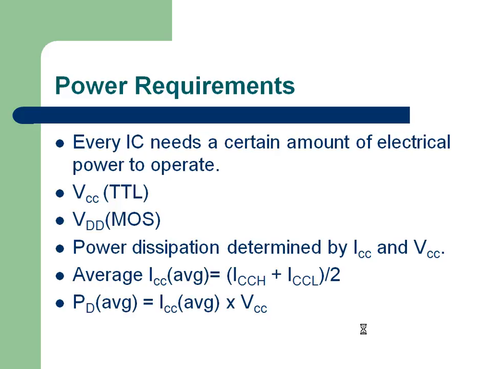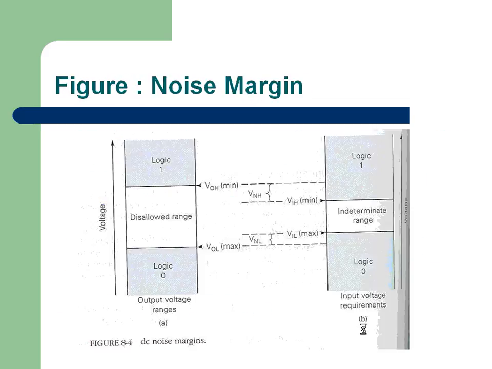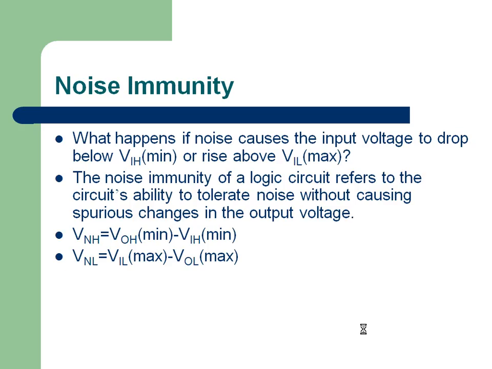Same thing here. Now coming to noise margins. Noise immunity is nothing but noise margin. How much is it immune, to what level of noise is this digital logic immune? Now, what happens if noise causes the input voltage to drop below VIH minimum? Up to this level there is no problem. VOH is actually the minimum output voltage that will appear at the output.